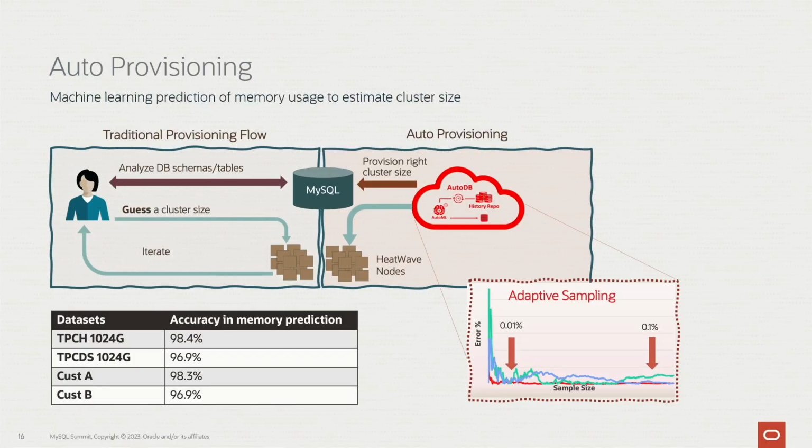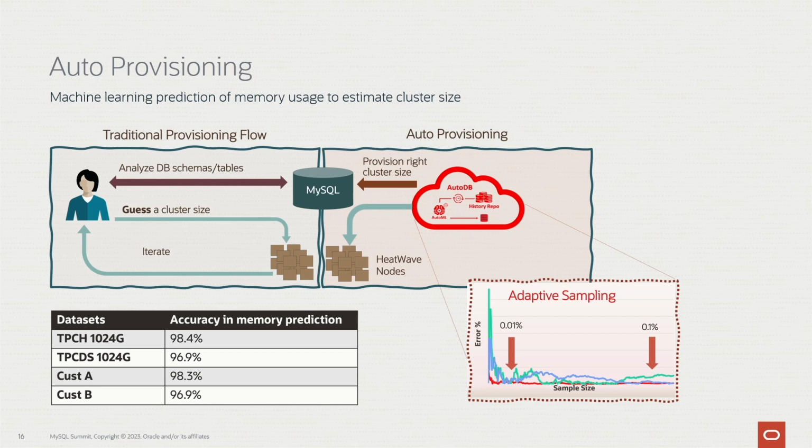As you know, MySQL HeatWave is an in-memory system. So in order to fit all my data, I need to have an appropriate sized cluster. And it's often a challenge for the user. If they provision too large a cluster, they are overpaying. If they provision an under-sized cluster, then their data won't be able to load, or if it loads, their queries won't be able to run. So what we do is we have something called auto provisioning.